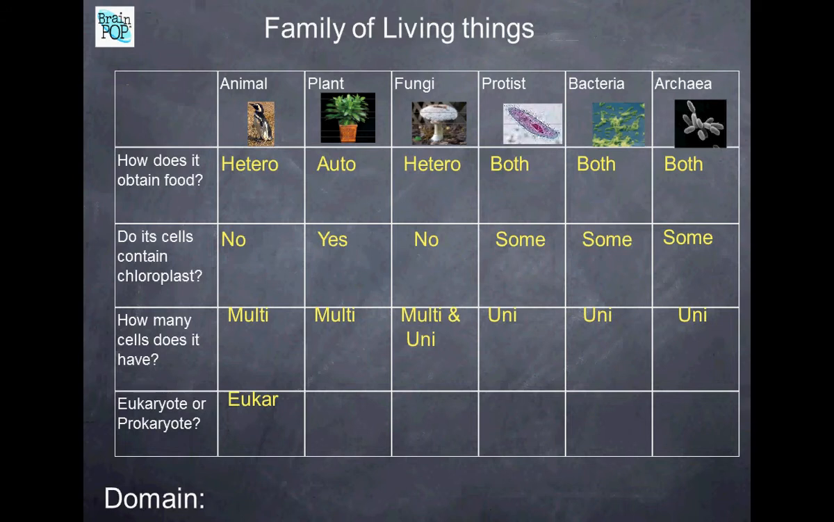How about plants? Jack? Eukaryote. Also eukaryote. How about fungi? Maggie? Eukaryote. How about protists? Jacob? No, they're actually eukaryotes. They do have a nucleus. They have complex organelles. Bacteria, Anna? Prokaryote. They are prokaryotes. And archaea? Joe? Pro. Also pro.